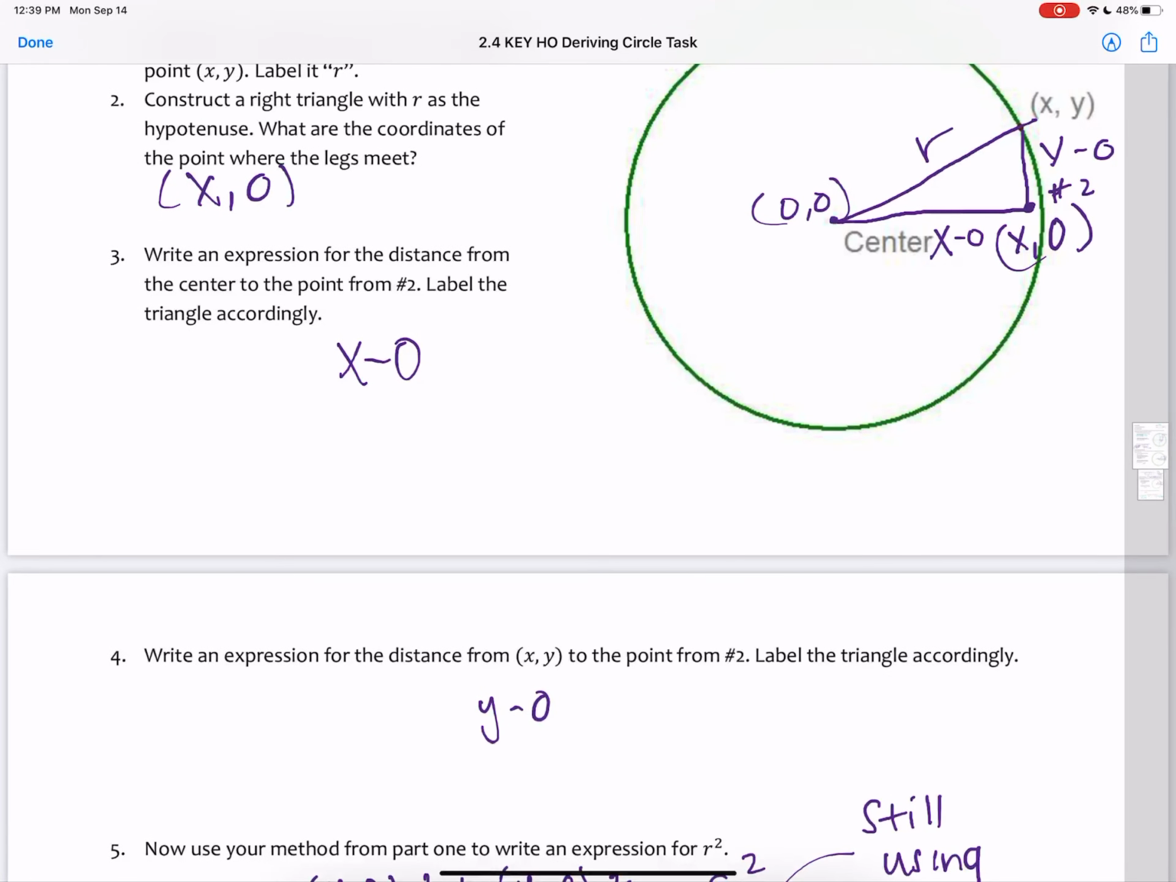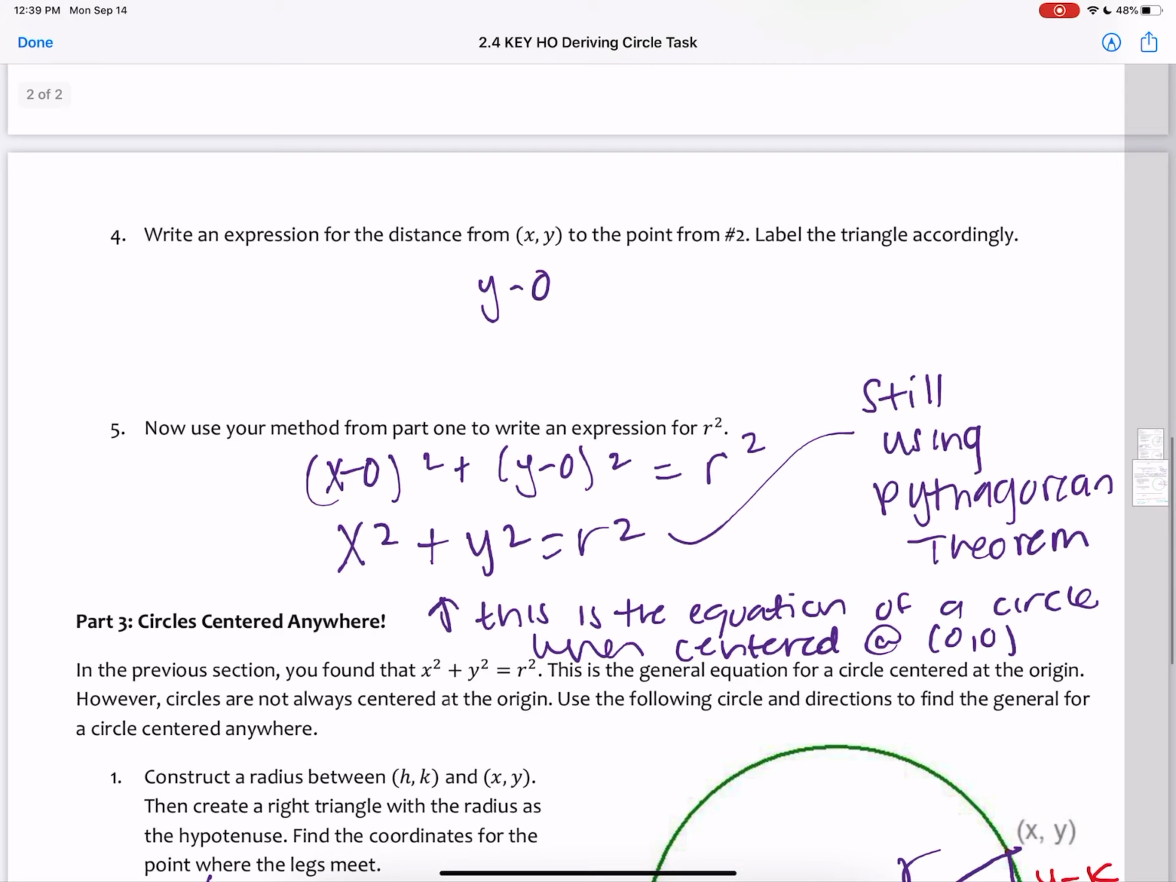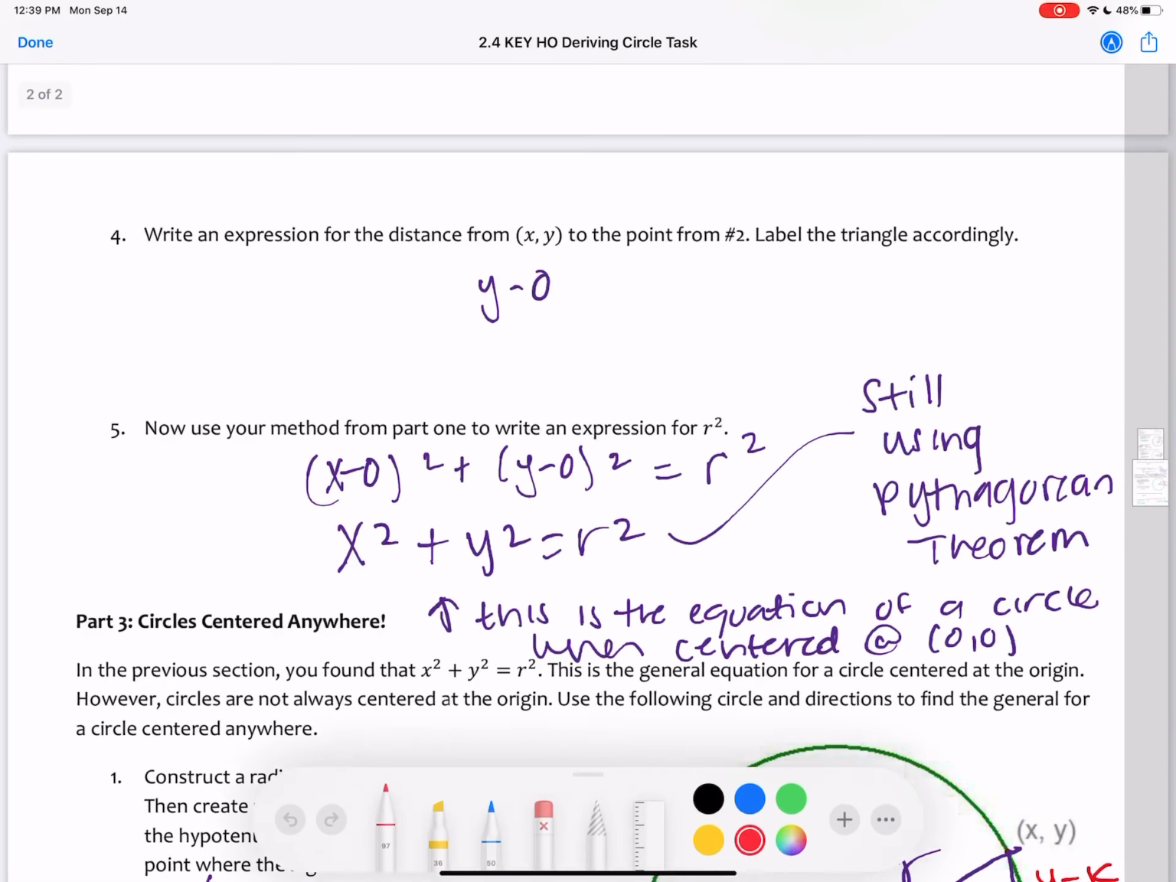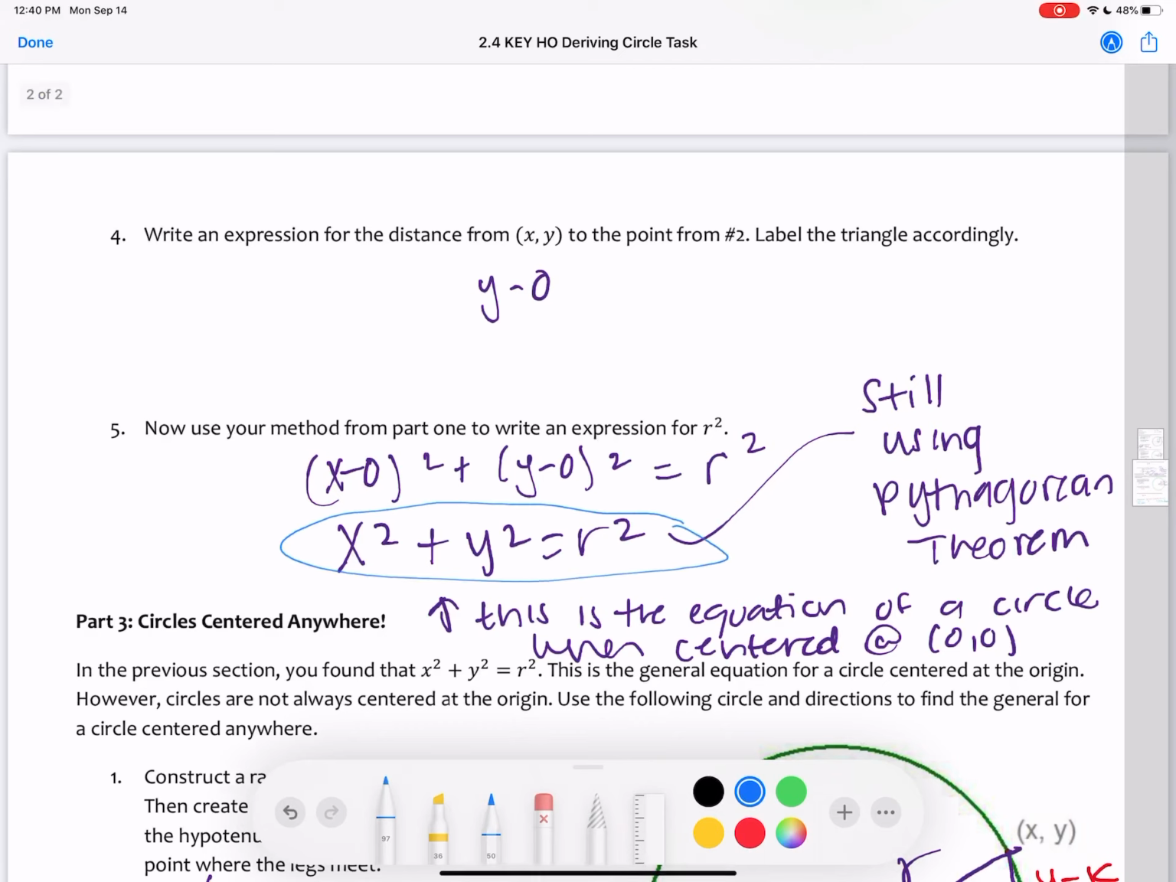So instead, the horizontal distance is x minus 0, and the vertical distance is y minus 0. Okay? Now number 5 plugs it into the Pythagorean theorem. So you'll see a squared plus b squared equals c squared. And it looks a little bit weird because we have x minus 0 squared, but that x minus 0 just represents that distance in the horizontal. So we're still using the Pythagorean theorem, and this right here actually will give me the formula for a circle when we're centered at 0, 0.